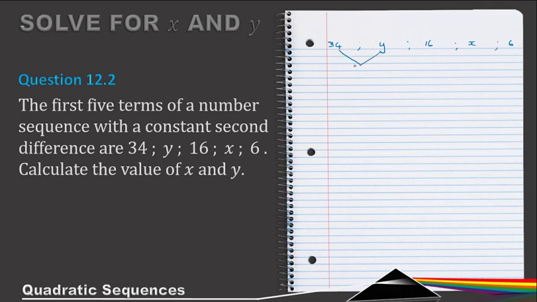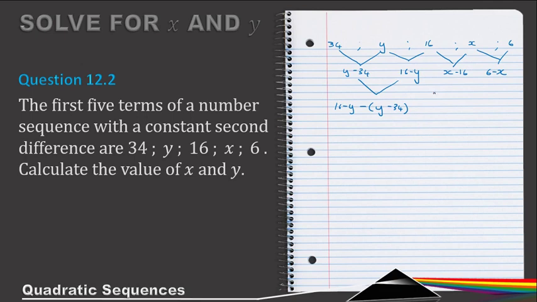Okay, and then let's find the first differences. So from there to there, we've got y minus 34. Then from there to there, we have 16 minus y. From there to there, we have x minus 16. And from there to there, we have 6 minus x. All right, now second differences. 16 minus y minus 34.